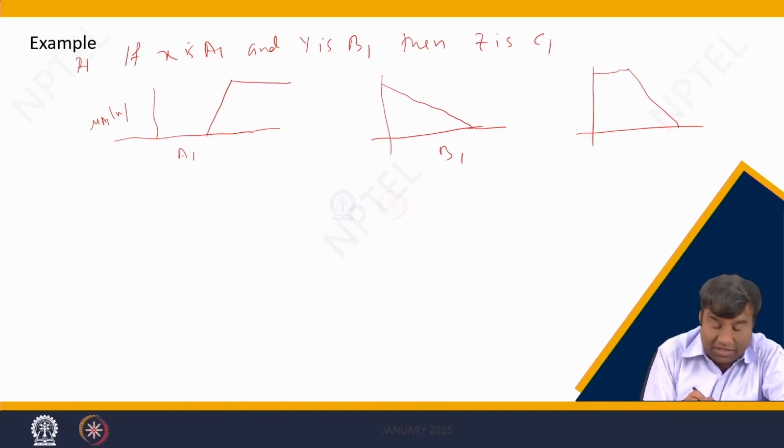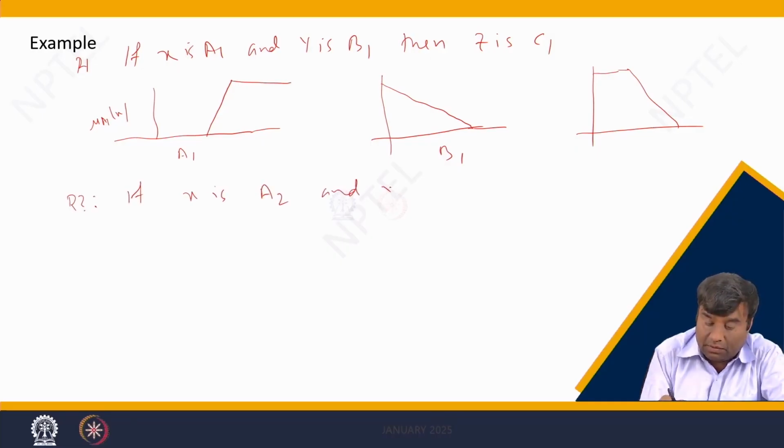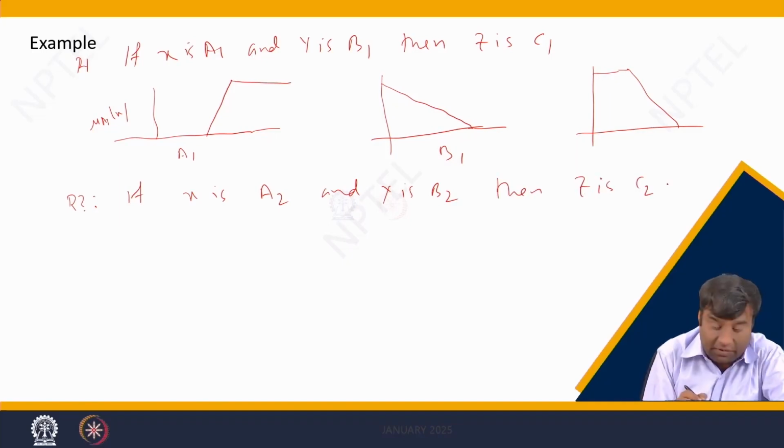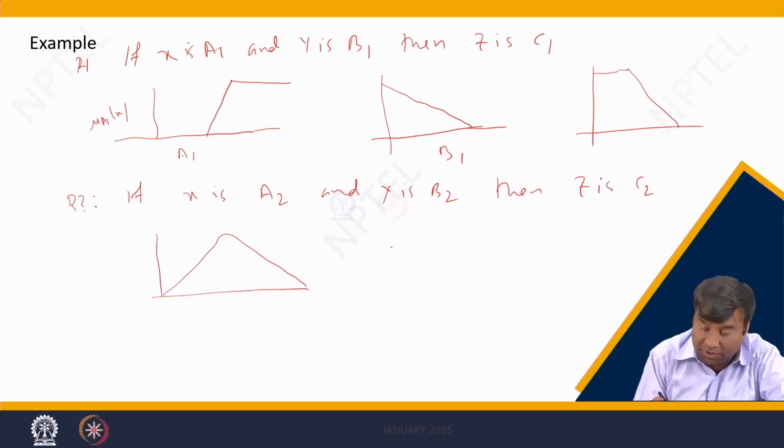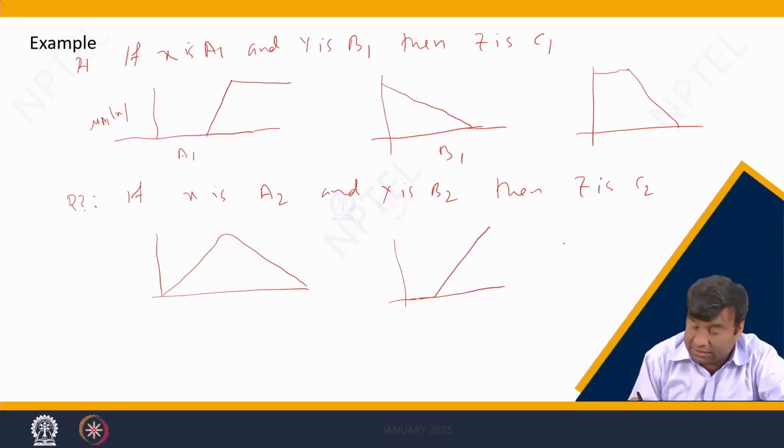Similarly, suppose here that x is A2 and y is B2, then z is C2. So try to understand, this set is A2, this is B2, and this is C2.